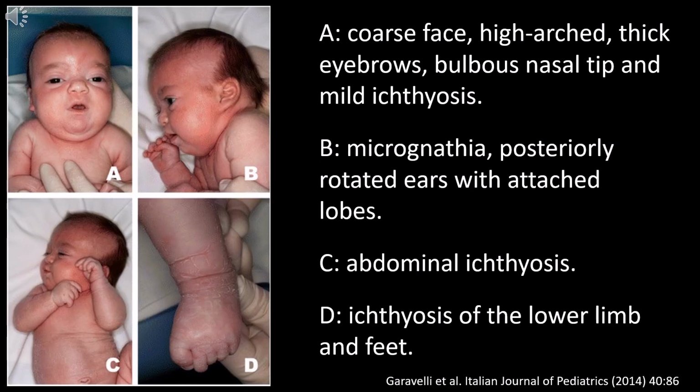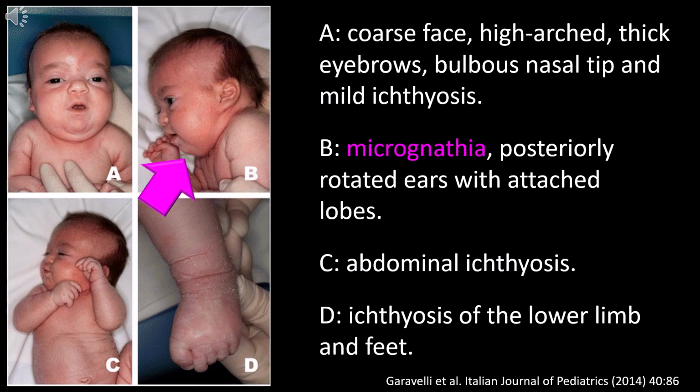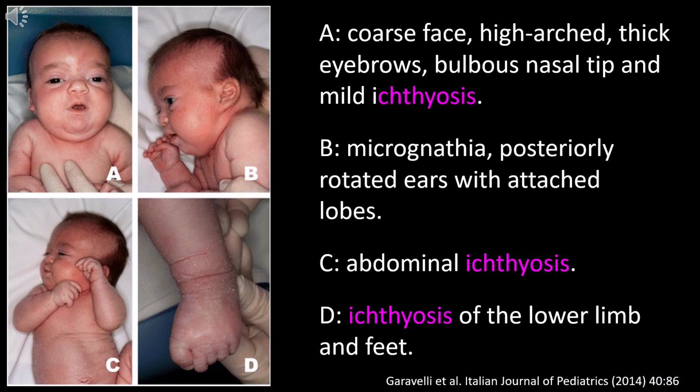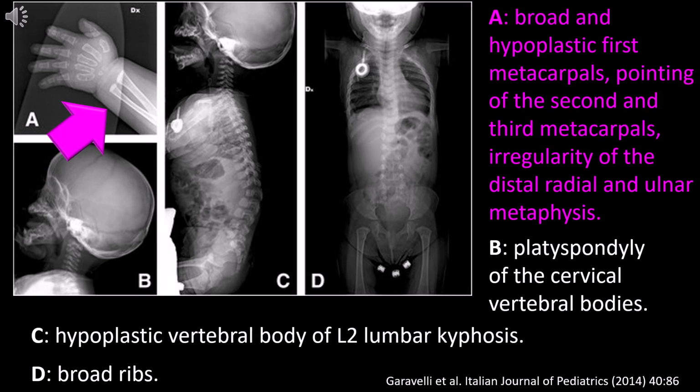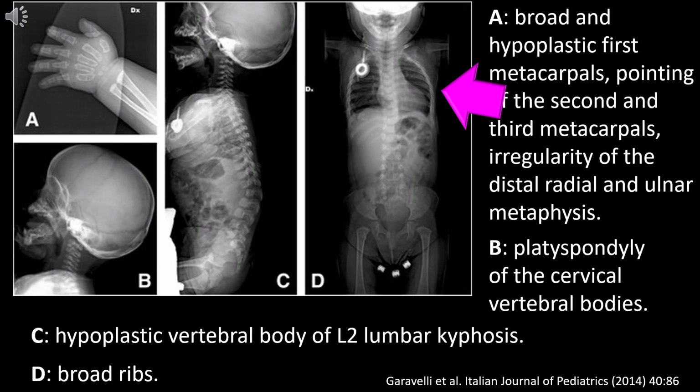Patients with multiple sulfatase deficiency usually present in the neonatal period or shortly after with coarse face, high-arched thick eyebrows, bulbous nasal tip, micrognathia, posteriorly rotated ears with attached lobes, and ichthyosis. Skeletal abnormalities consistent with mucopolysaccharidosis are present in the hand and distal forearm, at the base of the brain, lumbar spine, and broad ribs. End of footnote.